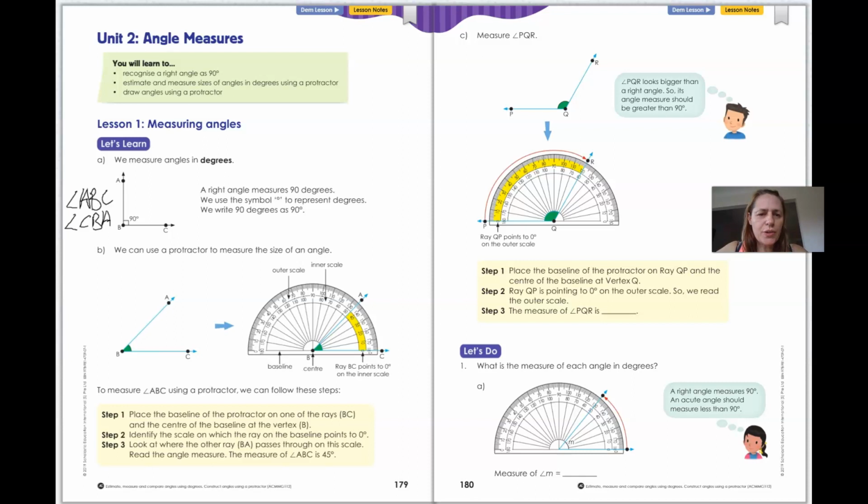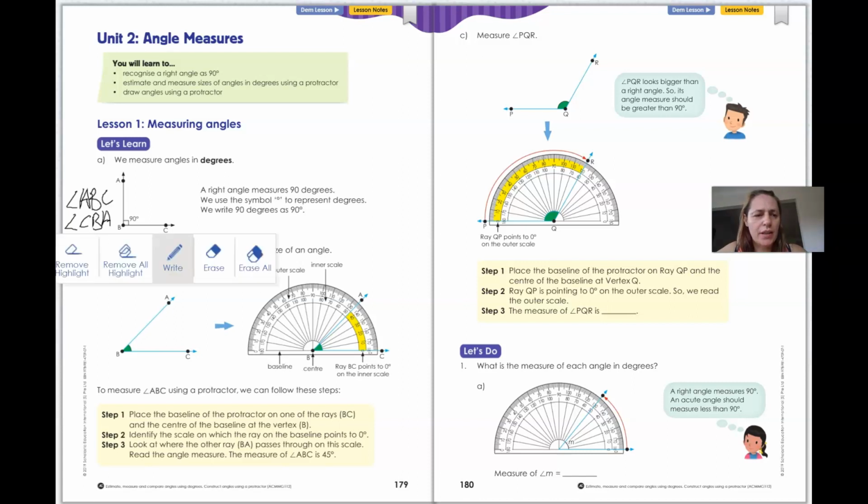So here it says we can use a protractor to measure the size of an angle. So this is a protractor here, and all these numbers are the degrees. So 0 around to 180, which is half a circle. And they also have on the inside 0 around to 180, and there's reasons for that. So have a look at this picture and have a look at all the detail. Baseline, center, ray BC, so B to C is called a ray. Ray BC points to 0 degrees on the inner scale.